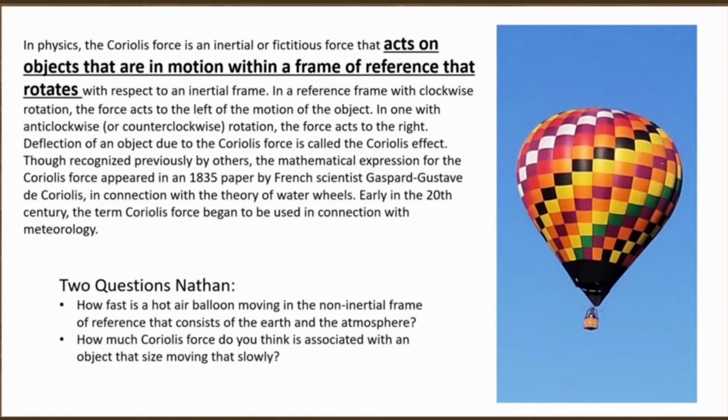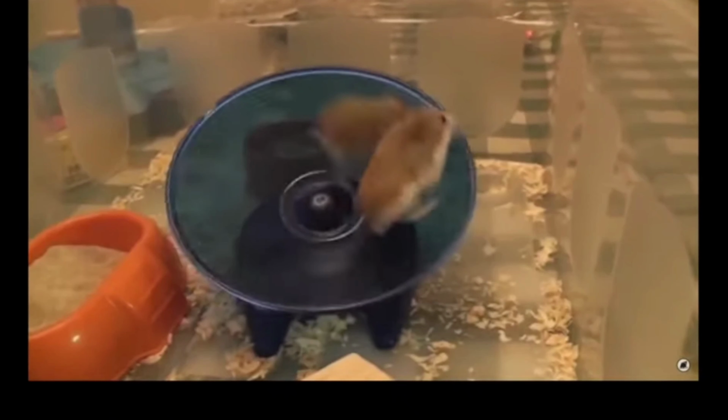And number two, how much Coriolis force do you think would be associated with an object that is that size moving that slowly? Well, the answer is about as much force as these guys are exerting. Alan! Look, they come up with the jokes, but the joke is on them, okay?